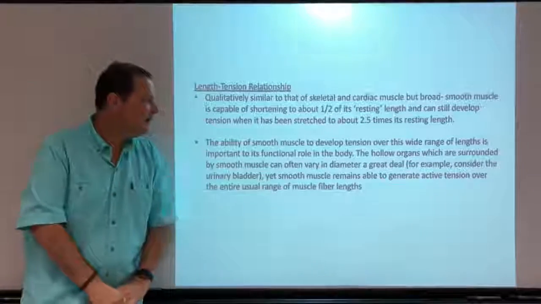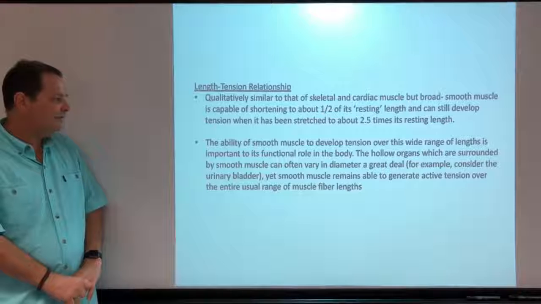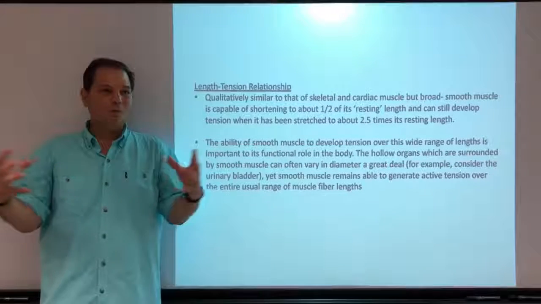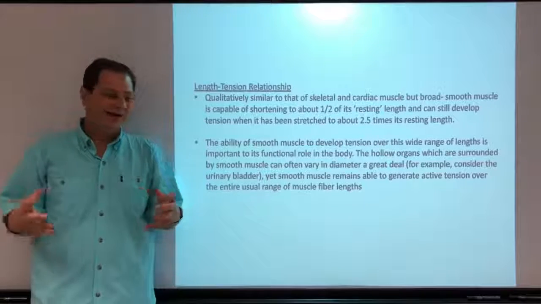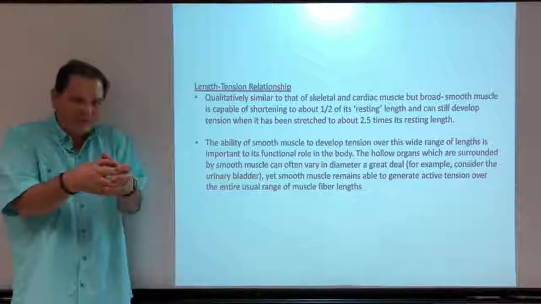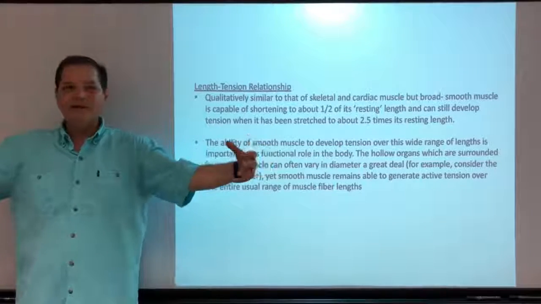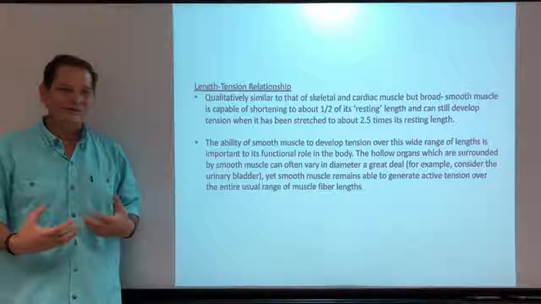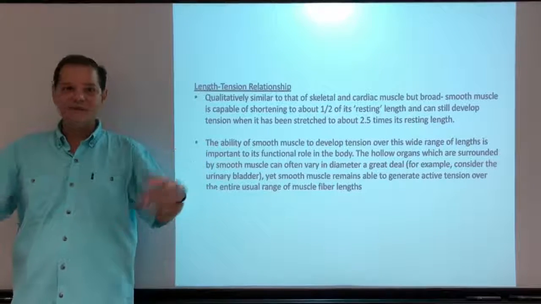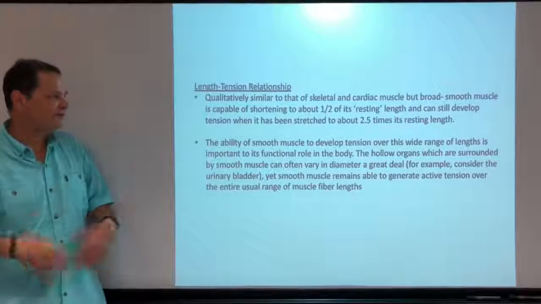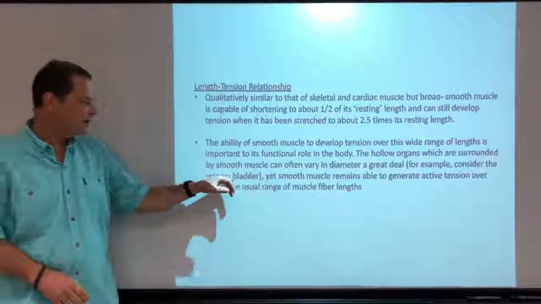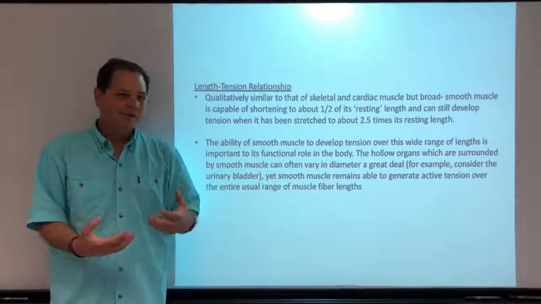Okay? And that actually has a functional role, because smooth muscle typically has to operate over a large range of lengths. It has to be able to stretch and still be functional. So your bladder will go from something like this to something like this, and the smooth muscle in the walls of the bladder still has to be able to function when you're like this, okay? So that means that smooth muscle has to generate tension over a great range. So, you know, the urinary bladder is a really good example.